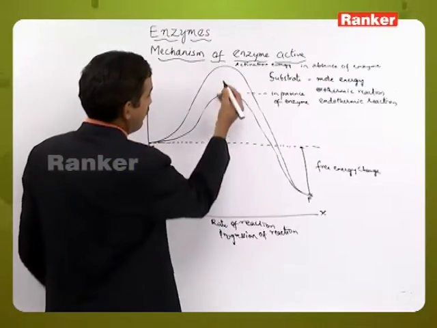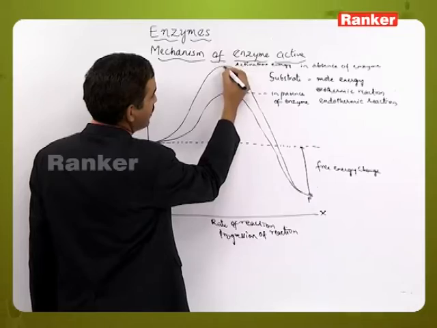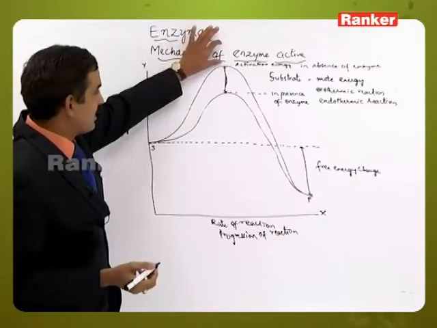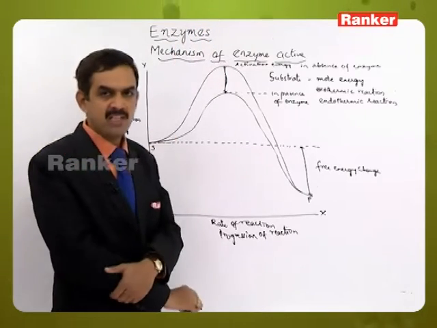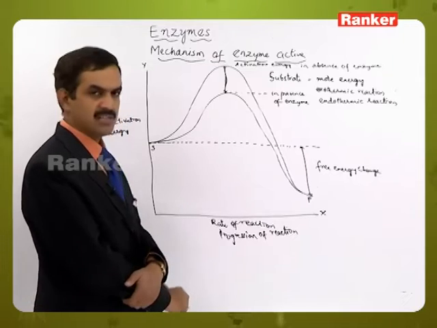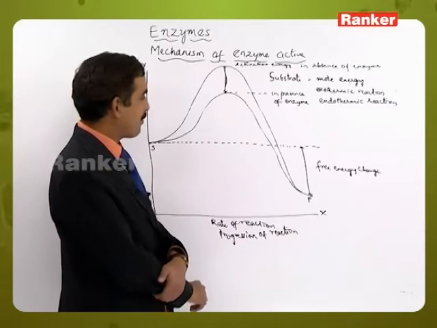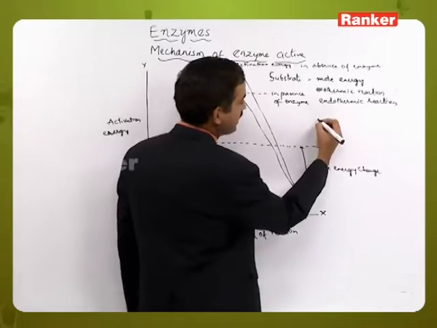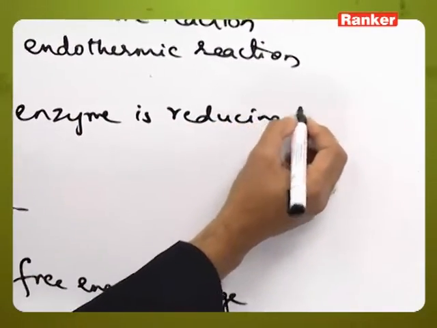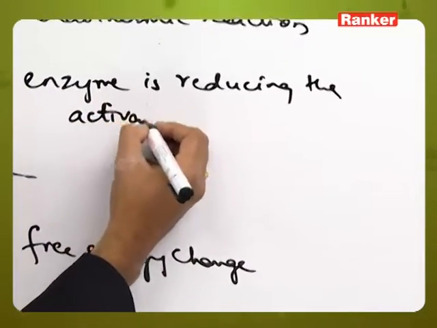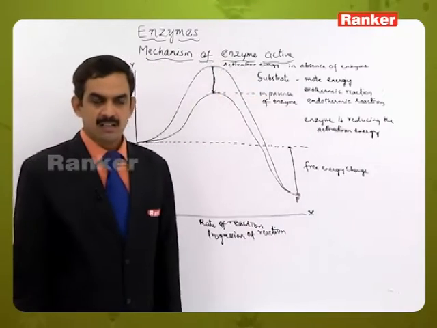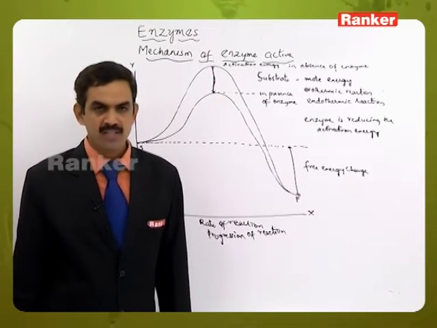So here this is the activation energy level difference between the reaction in absence of enzyme and reactions in presence of the enzyme molecule. This is a way how the variation can be seen, and what is happening in this process is the enzyme molecule is reducing the activation energy, so that making easy for the substrate to be converted into a product.